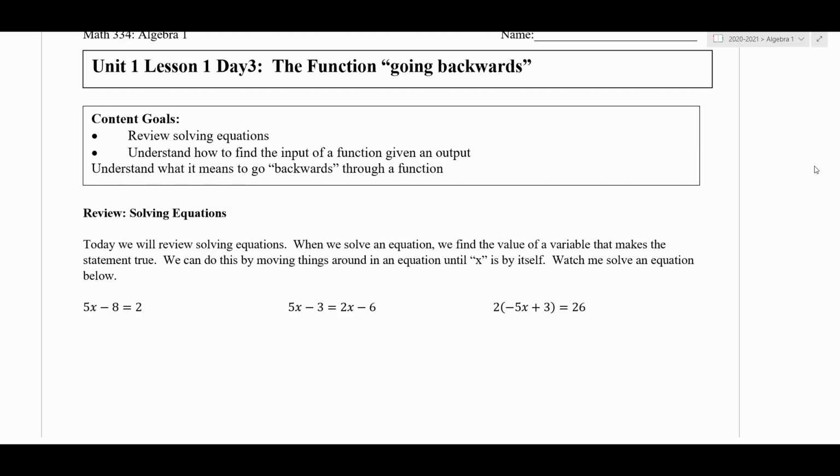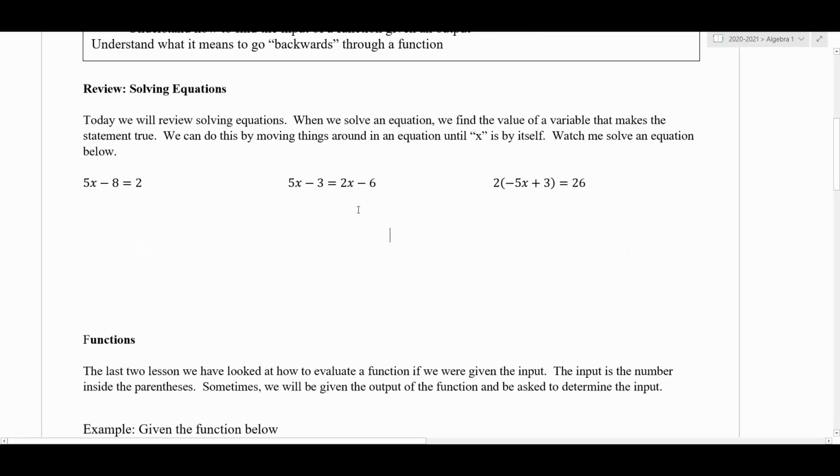So we're going to review some of that equation solving stuff today, and then we're going to understand how to work our way backwards through a function, which means to find the input of a function if we were given the output. Okay, and you'll see what all that means here in just a minute. But let's go ahead and start on solving equations.